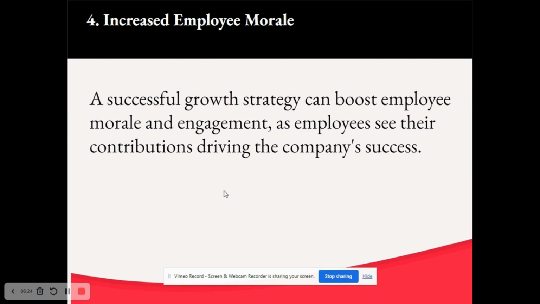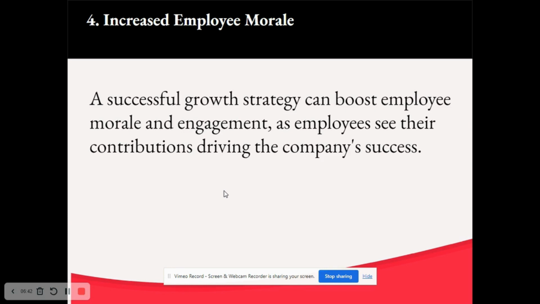Yes, increase employee morale. There is nothing like having a motivated employee. If you are able to effectively implement your growth strategy, it helps boost your employees' morale, because they know they were involved in the success.